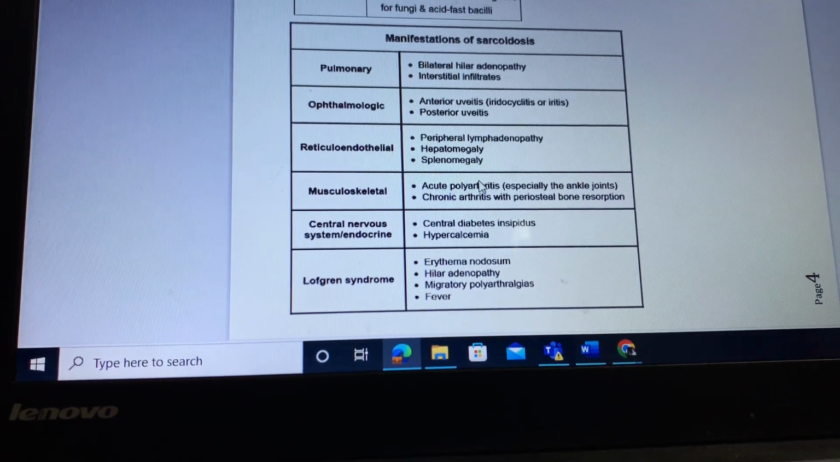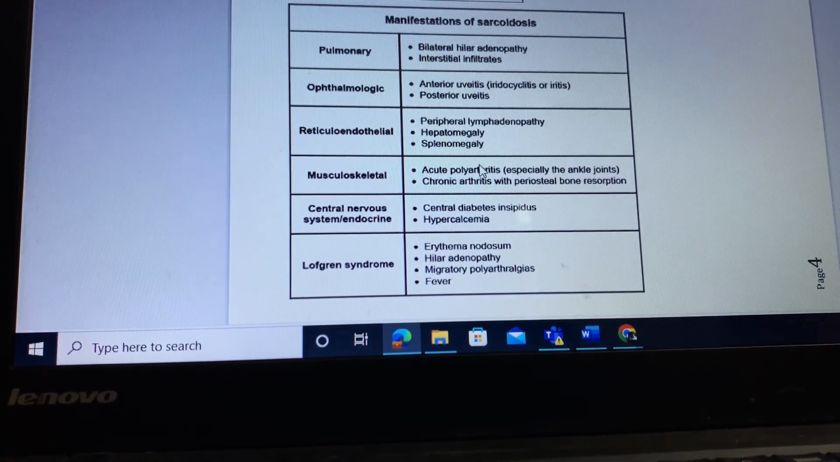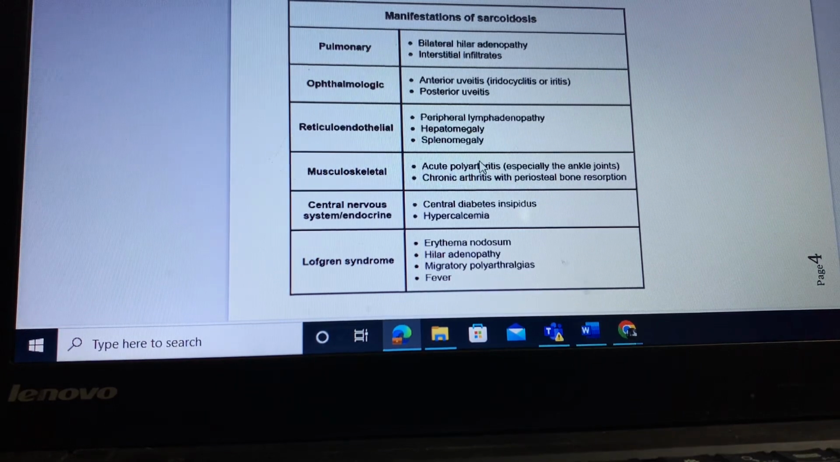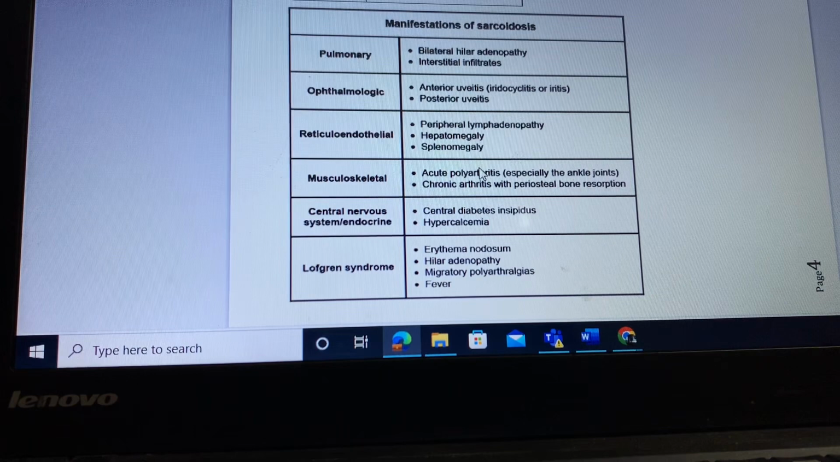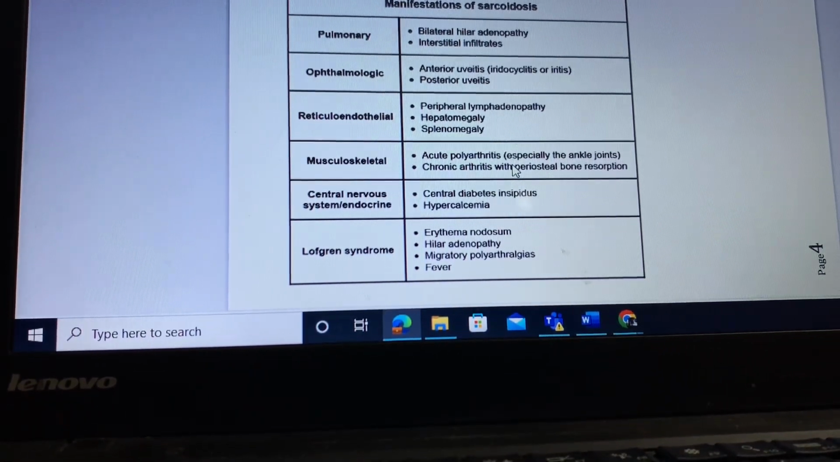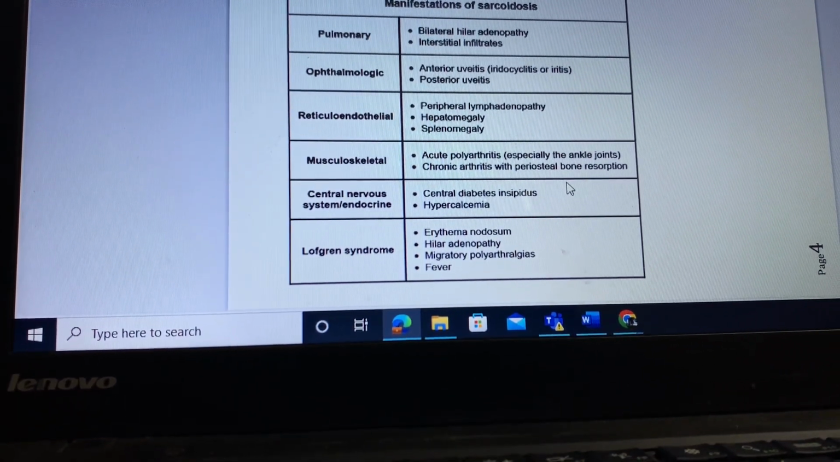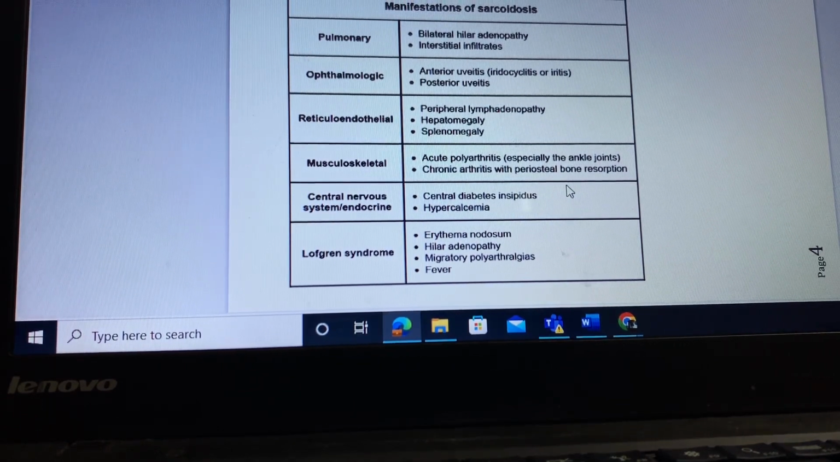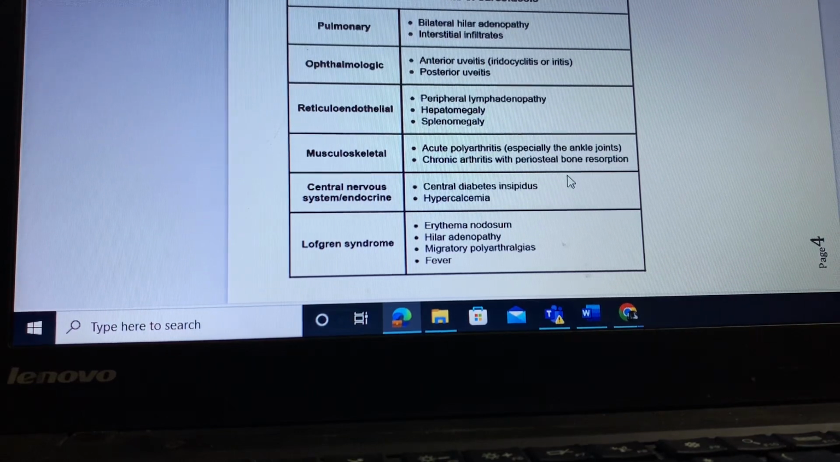What about ophthalmological findings? You're going to see anterior uveitis, iridocyclitis, iritis, or posterior uveitis. What about reticuloendothelial findings? You're going to see peripheral lymphadenopathy with hepatosplenomegaly. In the musculoskeletal system, you will see acute polyarthritis, especially in the ankle joints, and also chronic arthritis with periosteal bone resorption. We discussed the central nervous system and endocrine findings, which is hypercalcemia, but there's also central diabetes insipidus, highly associated with sarcoidosis.